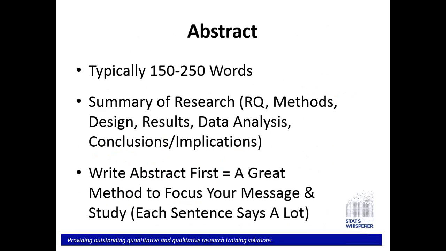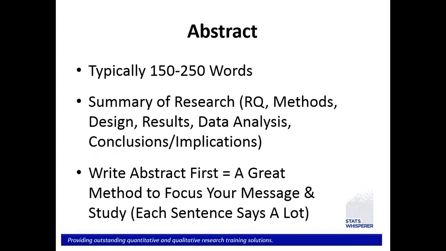Now the abstract, this is a very valuable thing to write, and I would recommend writing the abstract before you start the rest of the paper. Typically the abstract is 150 to 250 words, and journals usually specify how many words it should be to fit their journal. Now the reason it's so valuable is what it says on the bottom here: it's a great method to focus your message and study.